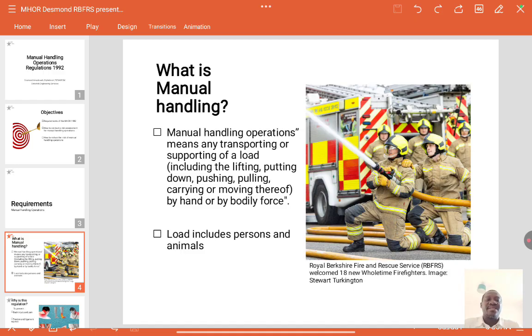So all other activities that happen at workplaces in the UK that involve lifting, putting down, pushing, pulling, carrying, are all classified as manual handling under the UK HSE Manual Handling Operation Regulations 1992. Now more importantly, it includes persons and animals. So it is not just about lifting objects at work. It includes lifting animals and persons as well.